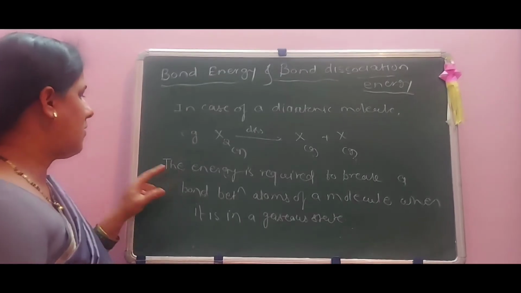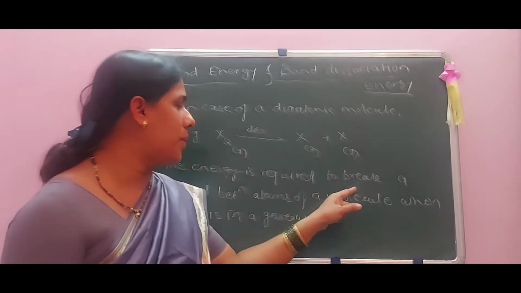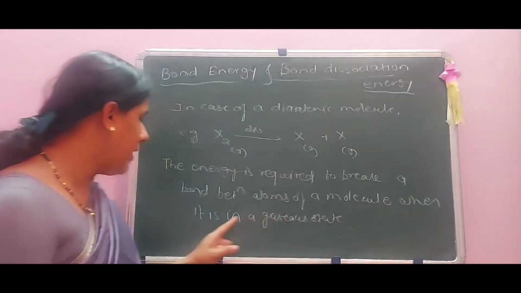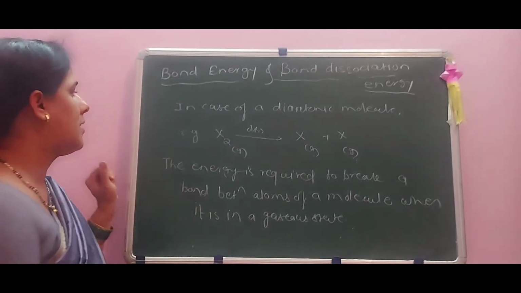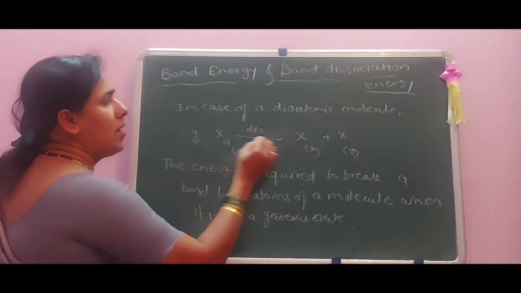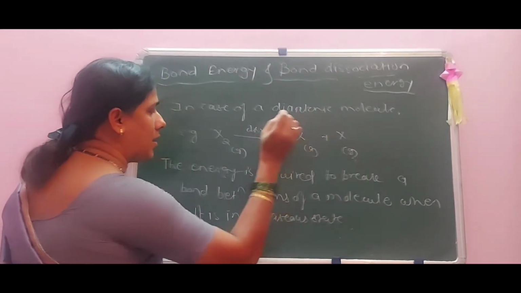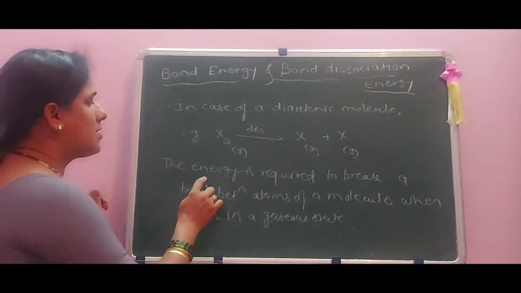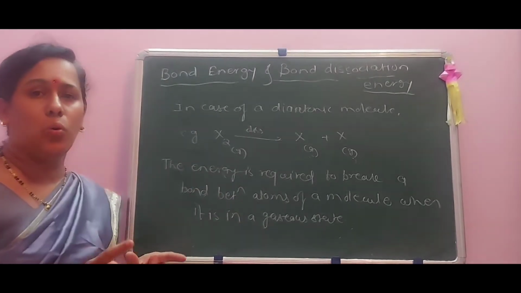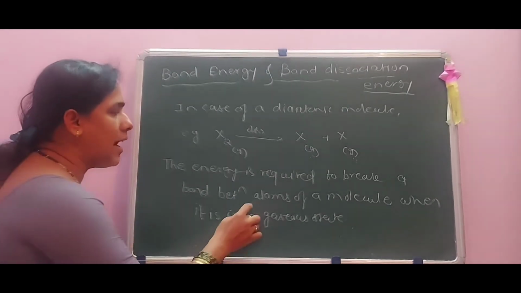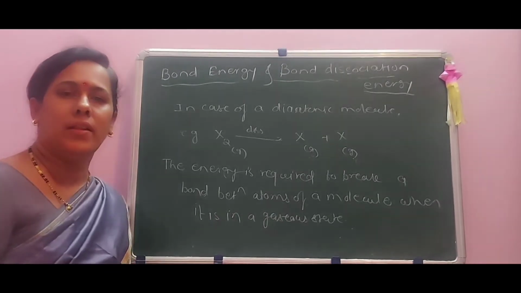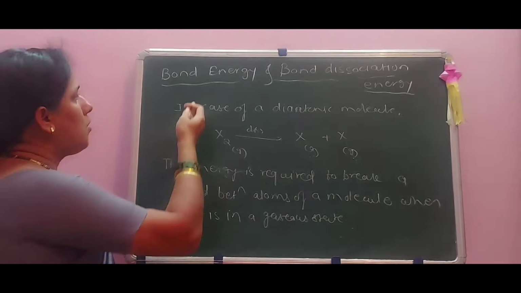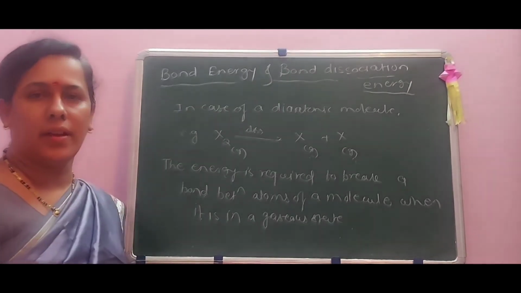Okay, what is the definition? That is, energy is required to break a bond between the atoms of a molecule when it is in a gaseous state. That is, this is a molecule, and here there is formation of two atoms. In other words, we can say that the energy is required to cleave the bond between the atoms of a molecule when the molecule is in its gaseous state. Now we have to calculate the bond energy.